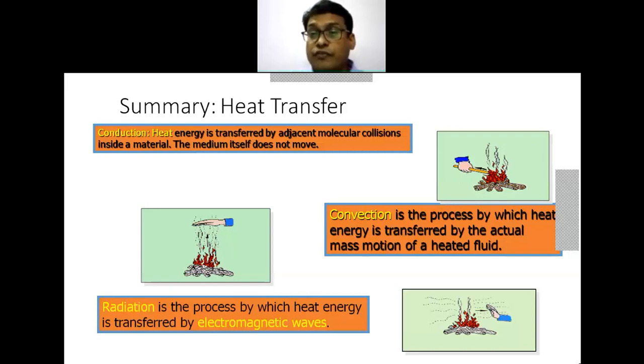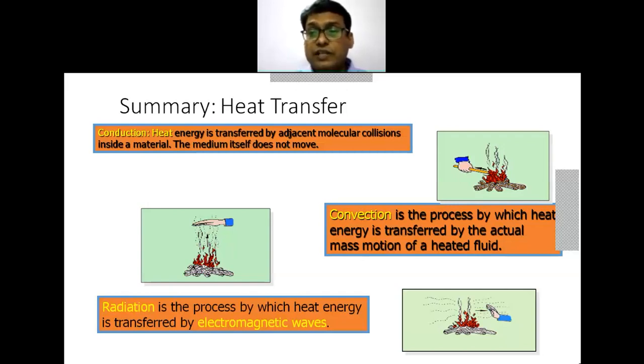However, convection is a process by which heat energy is transferred by actual mass motion of heated fluid. Actual physical movement of a liquid is there in the case of convection. And radiation is a process by which heat energy is transferred by electromagnetic waves in terms of photons. The body itself transmits the energy.